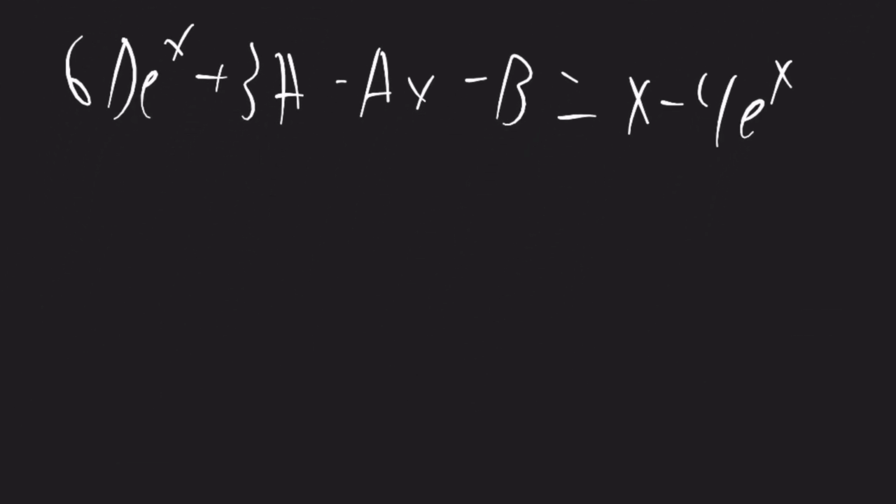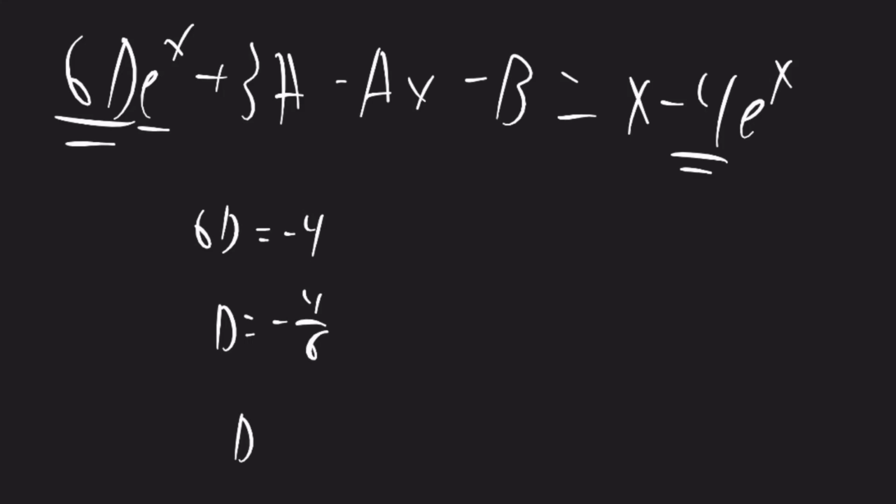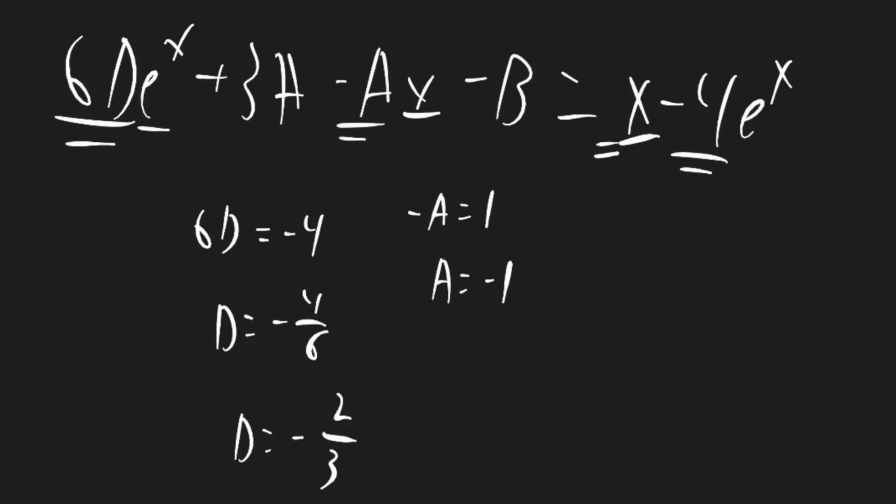We can now compare coefficients. The coefficient of e to the x is 6d on the left, and on the right it's negative 4. So 6d will be equal to negative 4. d will be equal to negative 4 over 6. So d will be equal to negative 2/3. We can now compare coefficients for the x. On the left we have a negative a, and on the right we have a 1. So negative a will be equal to 1, or a will be equal to negative 1.